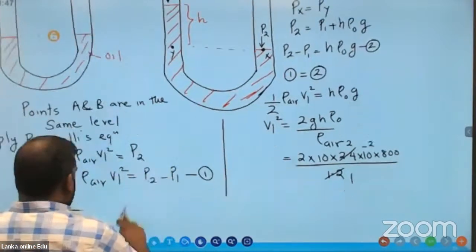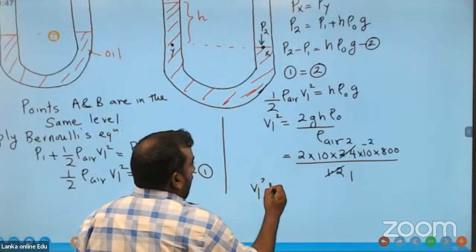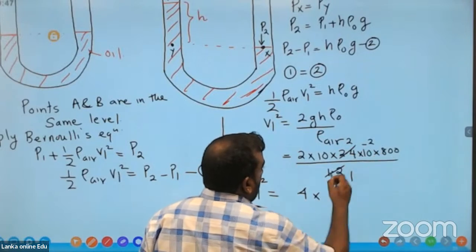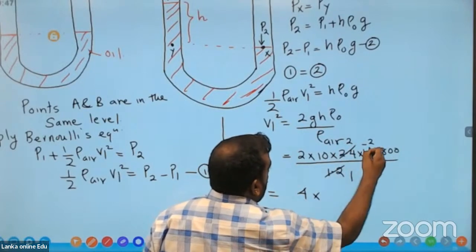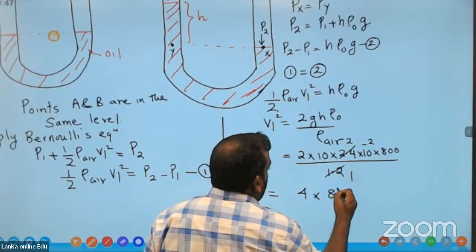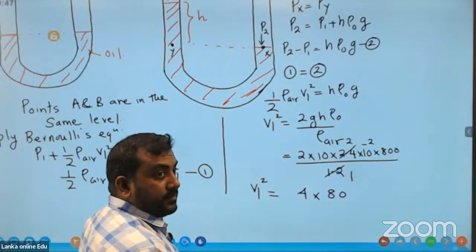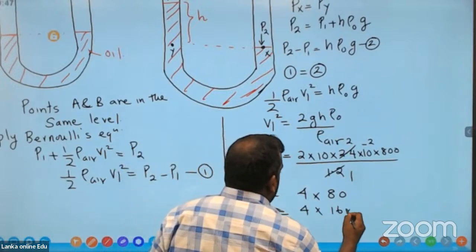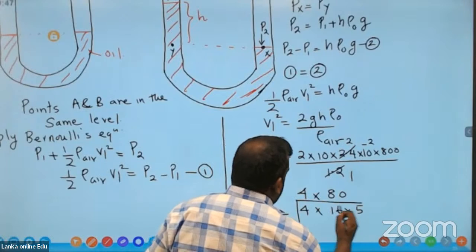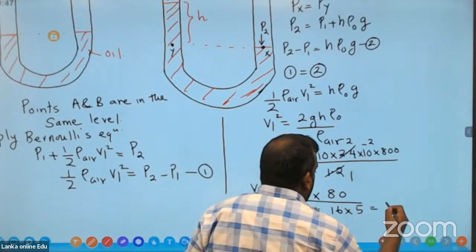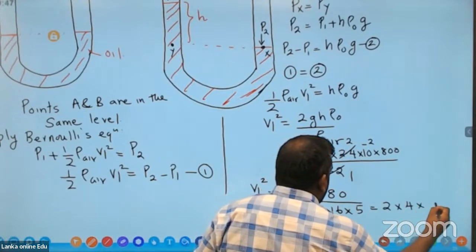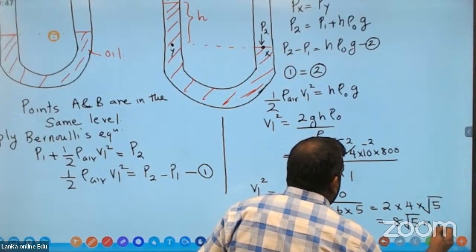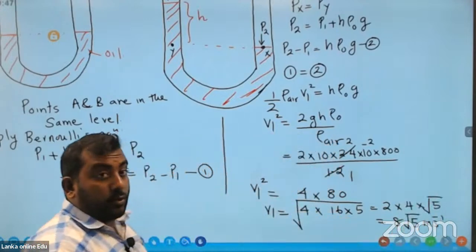If you simplify it, V1 squared equals 2 times 2, 4. Simplify it carefully. 10 to the power minus 1, you have 80 there. Can you simplify this further? Yes, 16 times 5. Now you can take the square root for velocity V1. Square root of 4 is 2. Square root of 16 is 4 root 5. So 8 root 5 meters per second.